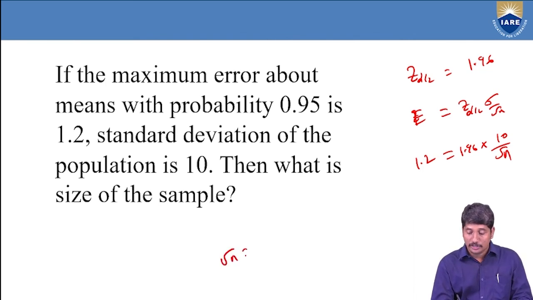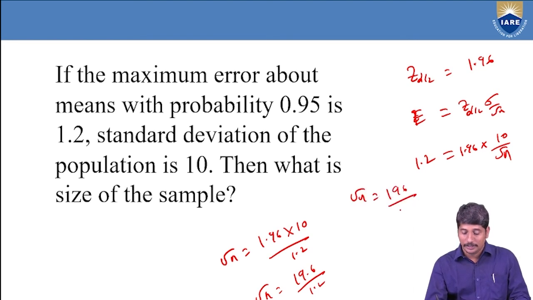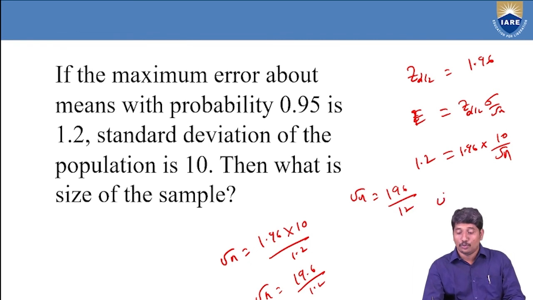So root n is equal to 1.96 into 10 by 1.2. That is root n equal to 19.6 by 1.2. That means root n is equal to 196 by 12. 5 12s are 60, 10 12s are 120, so 16 around. So n is equal to 16 square, that is 256.